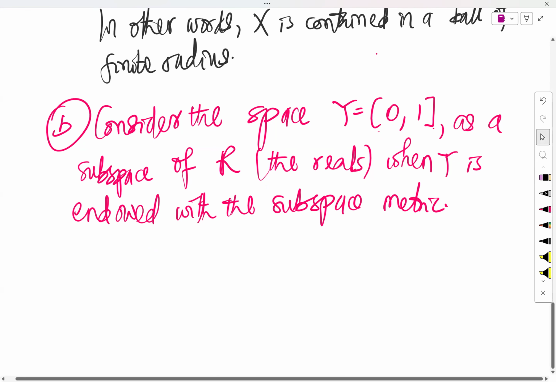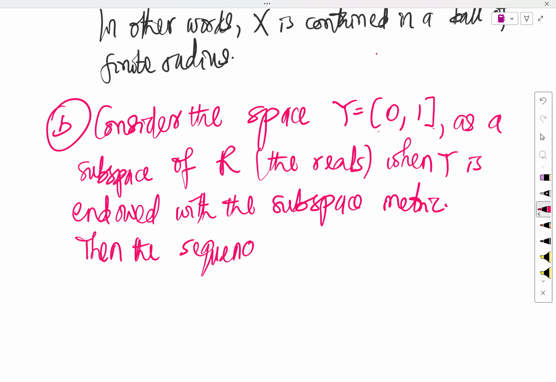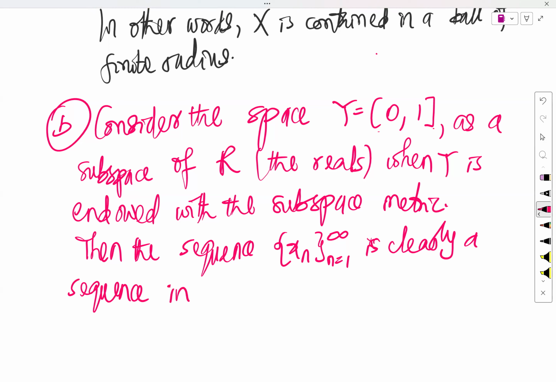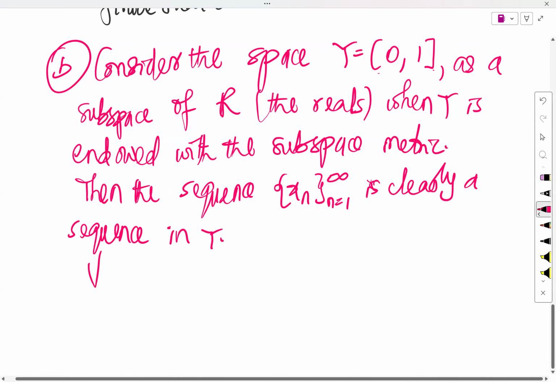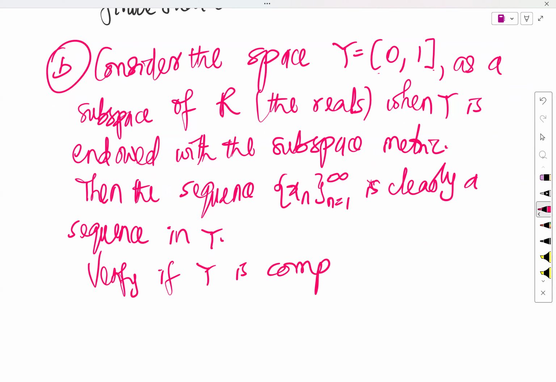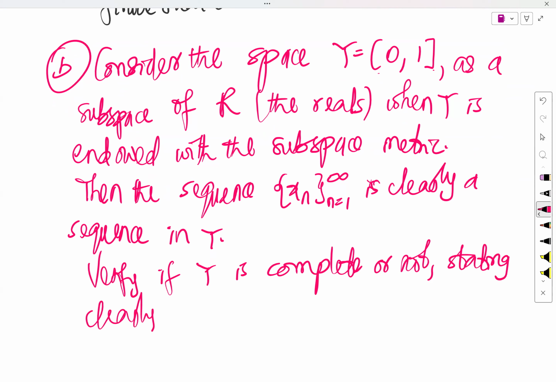Then the sequence x_n, n equals 1 to infinity, is clearly a sequence in Y. So the question is to verify if Y is complete or not, stating clearly your reasons.